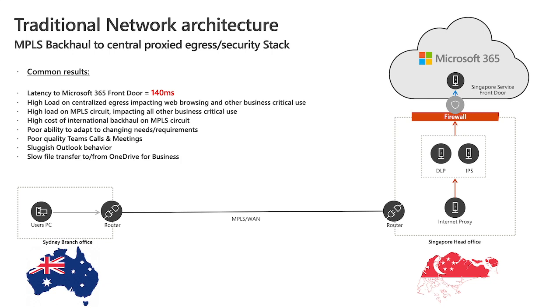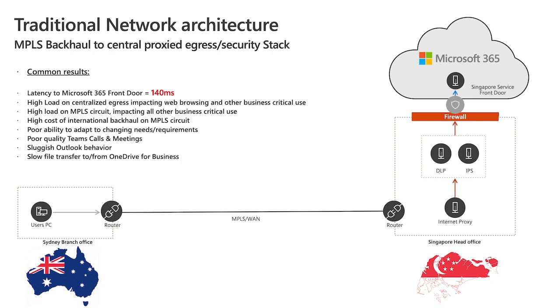The other problems are things like high load on that centralized egress, all this Exchange traffic, this Teams traffic. Imagine we're having an all hands call, so all that Teams traffic and everyone's on their email and SharePoint at the same time. That's an enormous load going through that infrastructure, that internet proxy that didn't go through there before. So that can then have a knock-on impact on things like web browsing, other business critical use that uses that egress, which is obviously not something we want to do.